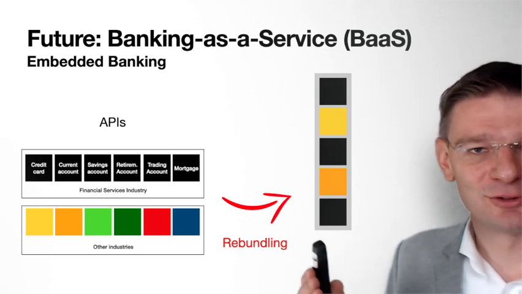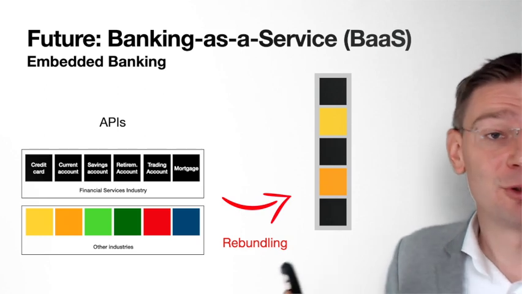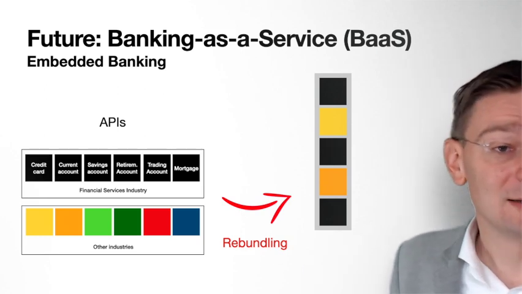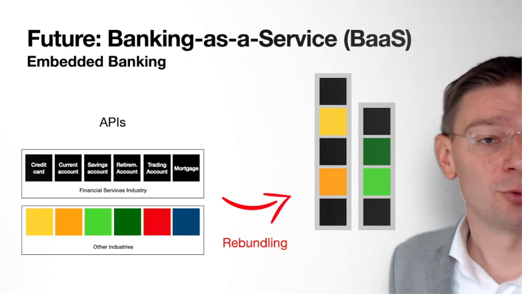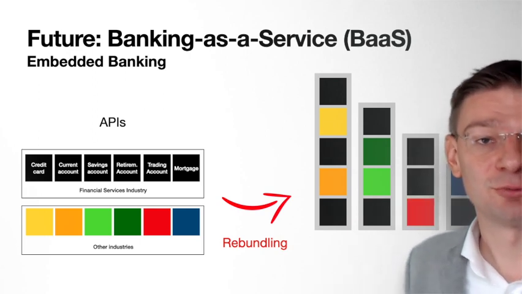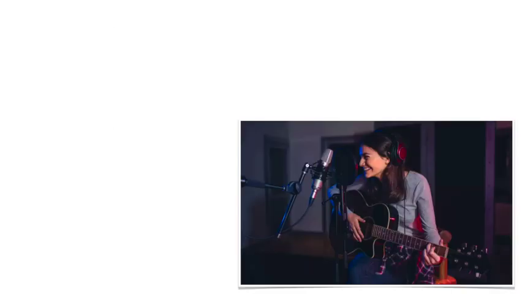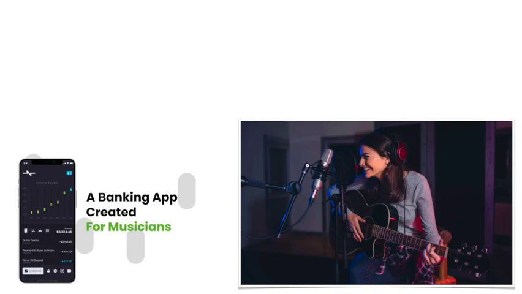So you see there are the black building blocks from the financial services industry combined, for example, with logistics, or combined with insurance, or combined with accounting and business management, or combined with transportation. So now you have all these different verticals that produce niche banking offers. So here is Judy. Judy is a musician, so she's happy about her banking service because this banking service is a banking app created just for musicians.